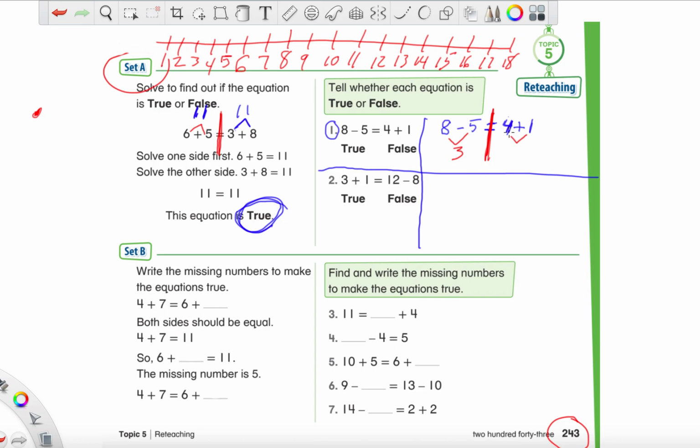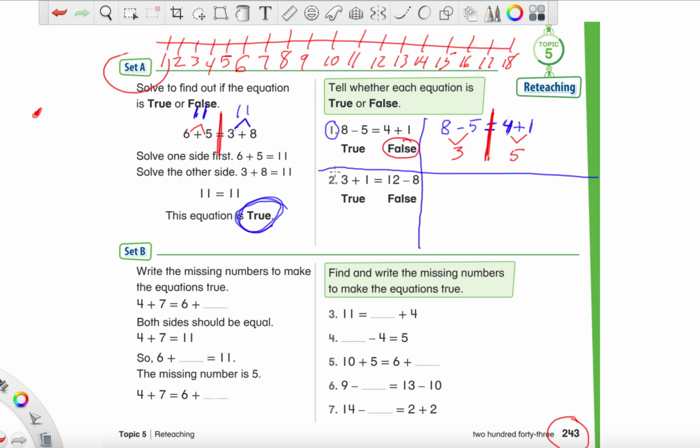And now we need to solve 4 plus 1. So we start on 4. And we make 1 jump forward because we have a plus sign. And we jump, and we land on 5. So, do we have the same number on both sides of our fence? No way. These are two totally different numbers. So sadly, number 1 is false.